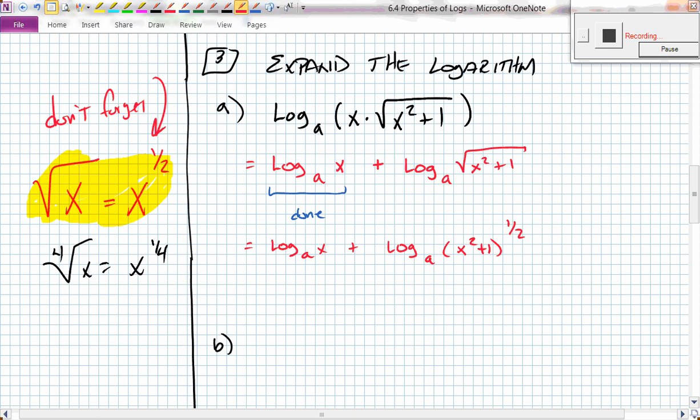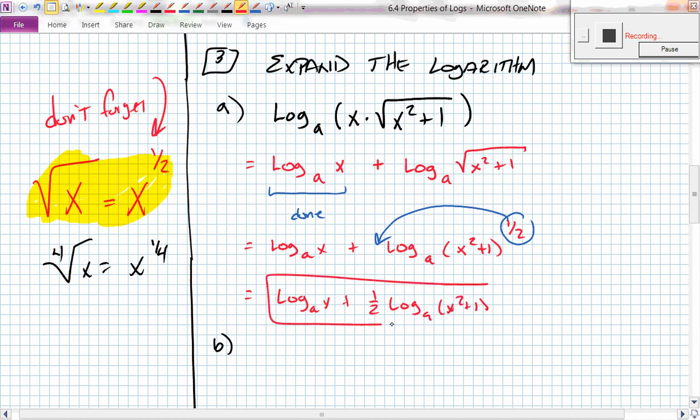Beautiful work. Now, however, we get to use the fun property, the plop down. Anybody see it? Yeah. Where does the plop down occur? The 1/2 before the logarithm. But notice that it does not go in front of both of them. It only goes before the one that it's actually being plopped down onto. Yeah, there you go. So we got log base a of x plus 1/2 times log base a of x squared plus 1, and you're done.